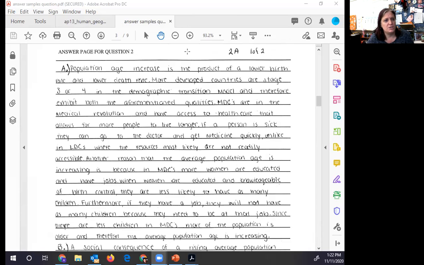More developed countries are stage 3 or 4 in the DTM and therefore exhibit both the aforementioned qualities. They haven't even answered the question yet, have they? Let's keep going. MDCs have the medical revolution and have access to healthcare. Now we're starting to get something here. Access to healthcare that allows for more people to live longer. They finally are getting to it. Let's see if they support their answer. If a person is sick, they can go to the doctor and get medicine quickly, unlike in LDCs where resources are more likely not readily accessible. Wow, I think they finally got to the point there. I would give it to them.